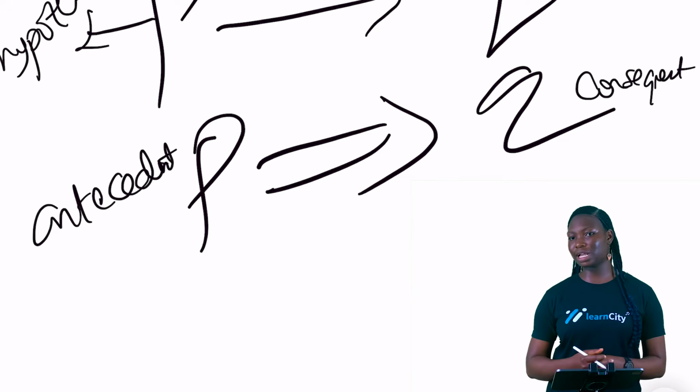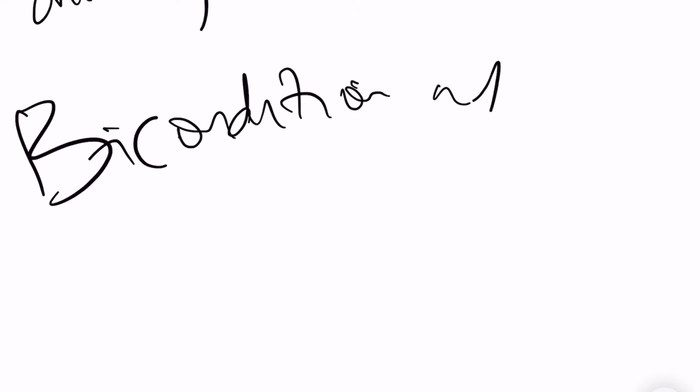Now we move to the biconditional statement. If two statements P and Q are connected by the connective if and only if, then the resulting compound statement P if and only if Q is called a biconditional of P and Q. A conditional statement says if P, then Q, while a biconditional will say P if and only if Q.